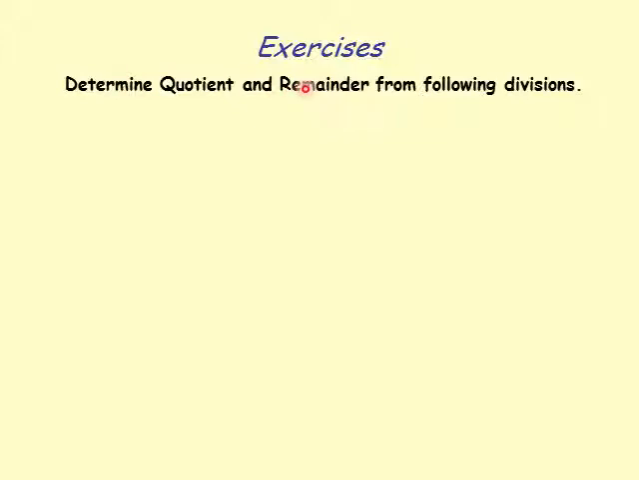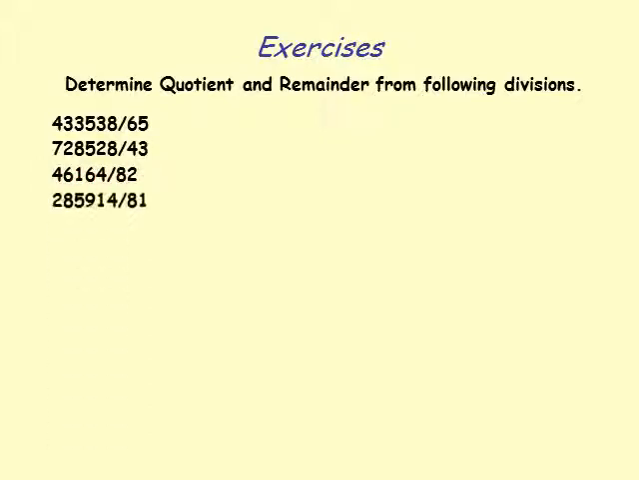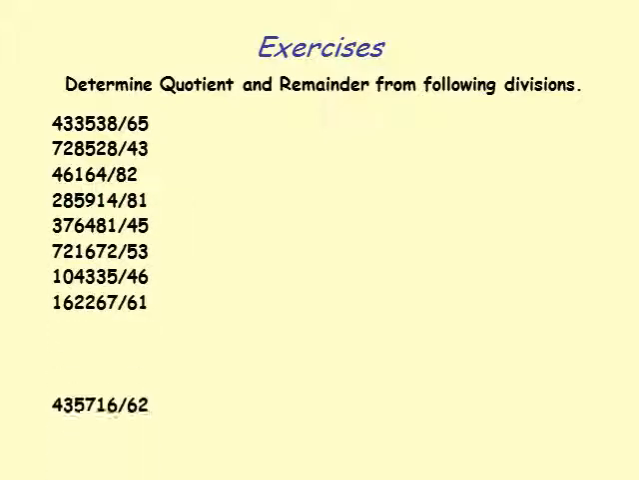Determine the quotient and remainder from the following divisions. The first division is 433,538 divided by 65. Next is 728,528 divided by 43. Next is 46164 divided by 82. Next is 285914 divided by 81, and some more.